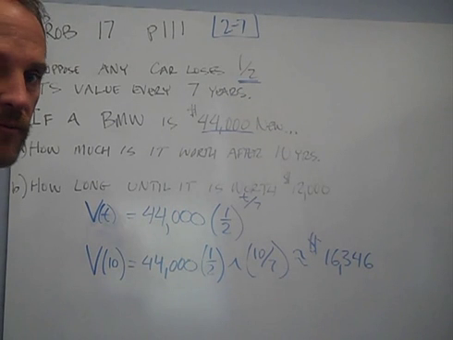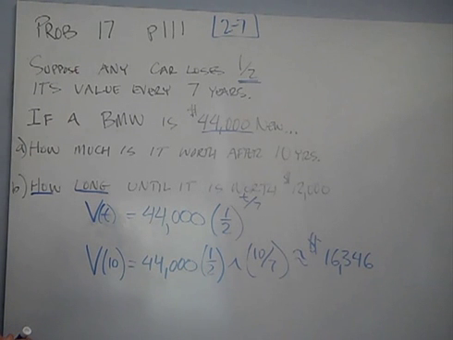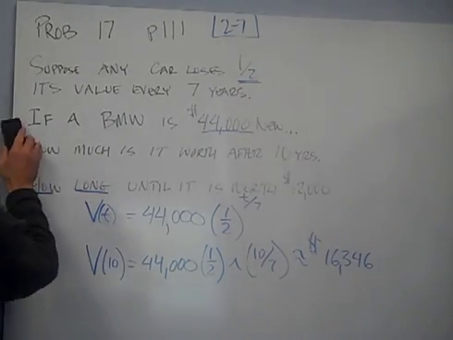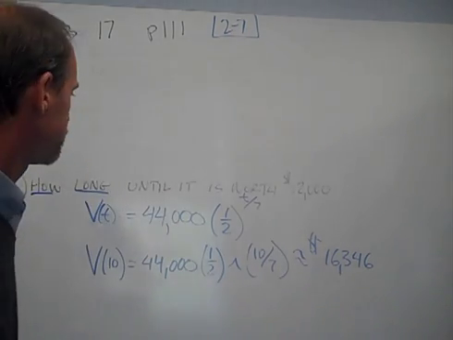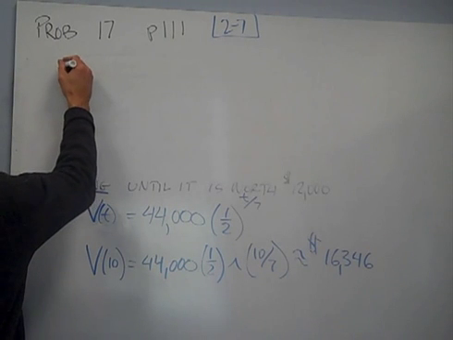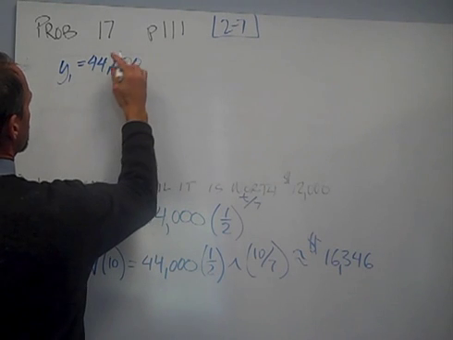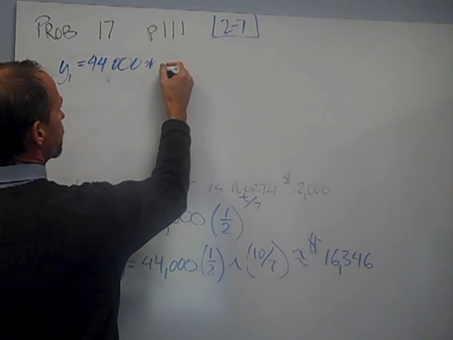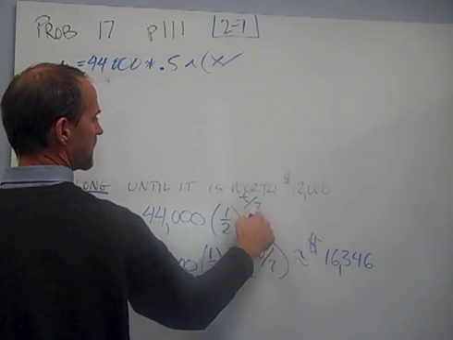The second part, though, is one where I'm asked how much time it takes until this car is worth $12,000. To do that, I'm going to erase the top part so you can see. Remember those facts, write them down. But in my calculator, I'm going to write for Y1: 44,000 times 0.5, then caret, parentheses, x divided by 7.